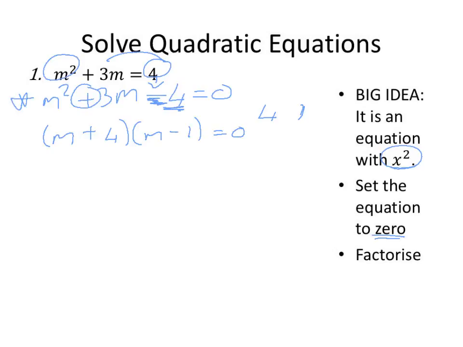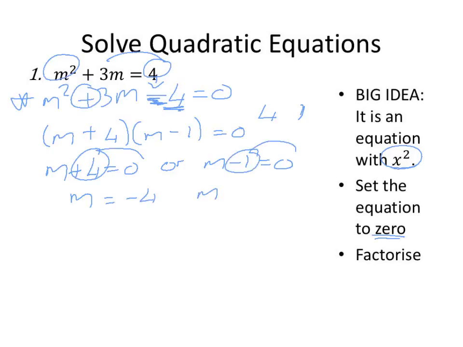That's really important. Last steps, m plus 4 is equal to 0, or m minus 1 is equal to 0. Solve the equation. Positive 4 comes over and becomes negative 4, and negative 1 comes over, becomes positive 1. And again, both values of m will solve the equation, making the left-hand side equal to the right-hand side.